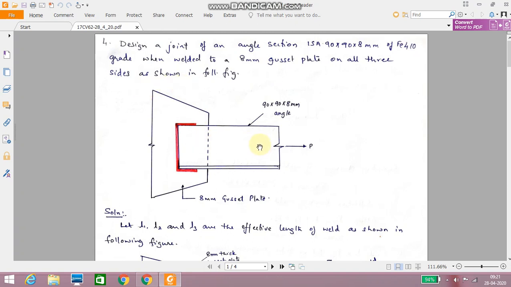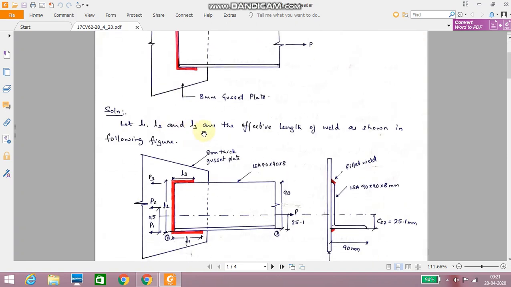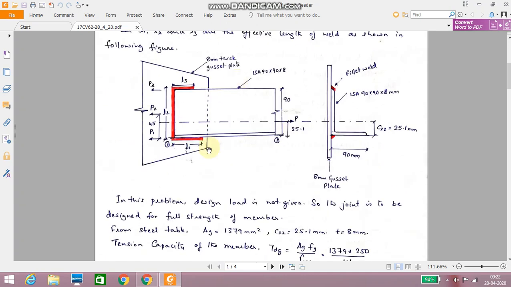So this is 90 by 90 by 8 mm angle, and this is 8 mm gusset plate, and this is the welding we have. All the three sides it is welded. So let us call L1, L2, L3 as the effective length of weld as shown in the following figure. So this is L1, this side the length of the weld be L2, and this side length of weld be L3. This is the gusset plate, and this is angle section we have here.